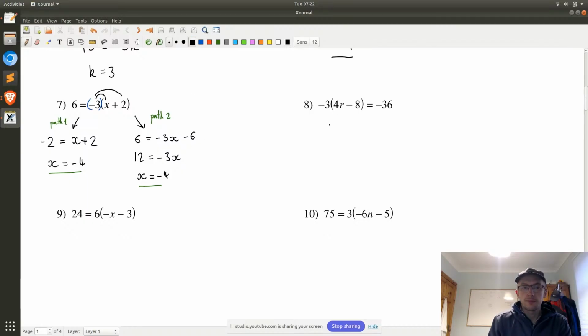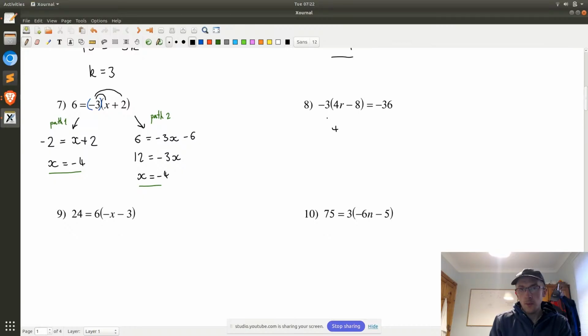Okay. You can clearly see that path 1 is a little bit faster, but it does rely upon you being able to do division correctly, which some people consider to be harder than all the other operations. Okay, we're going to do path 1 for this question over here. We're going to divide both sides by -3.